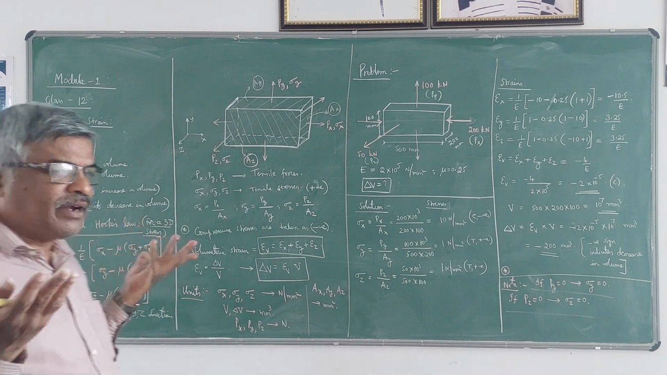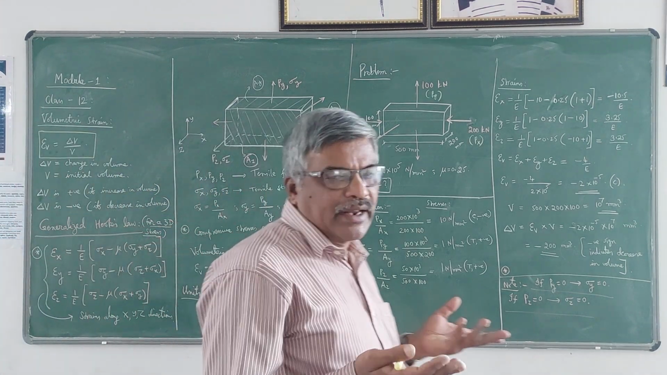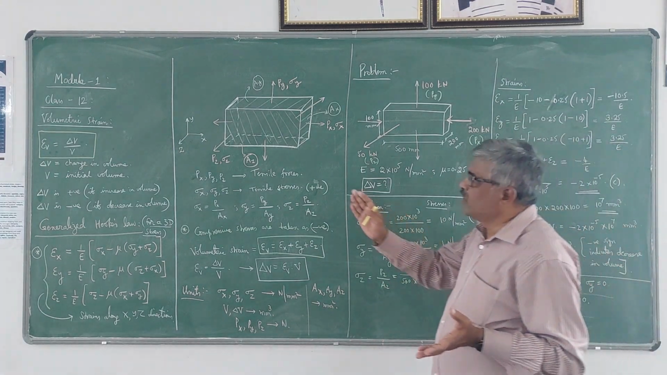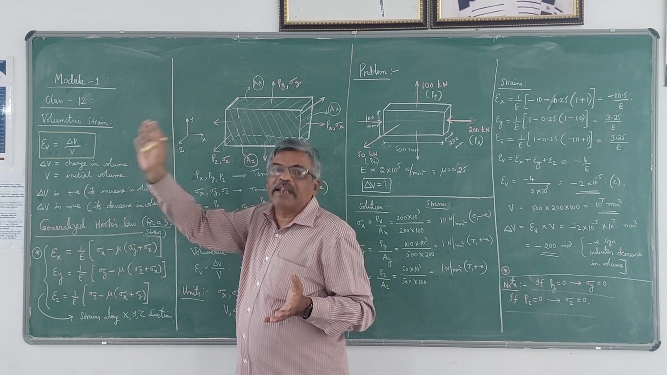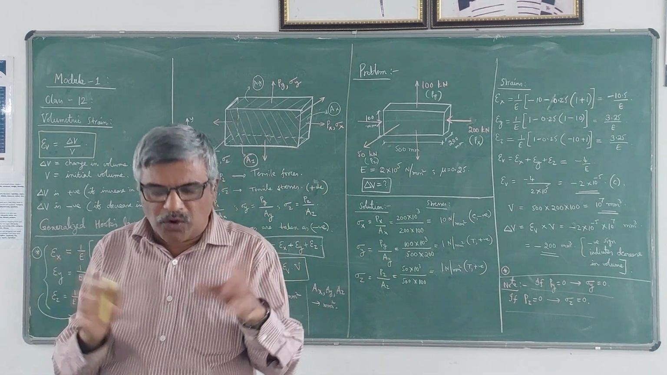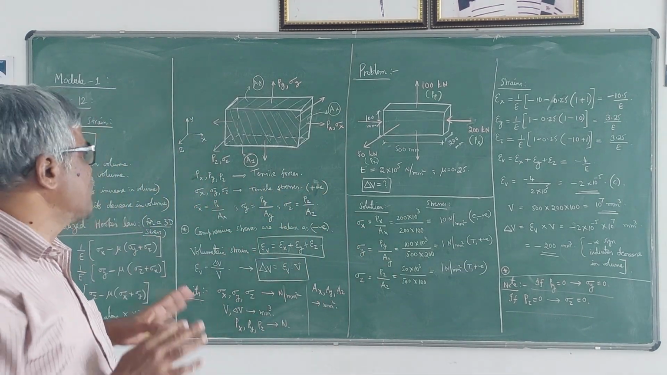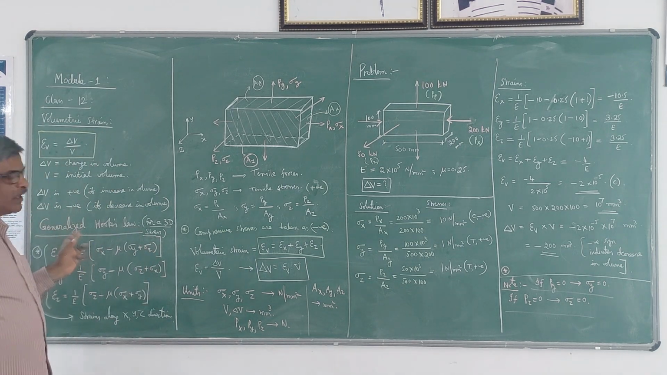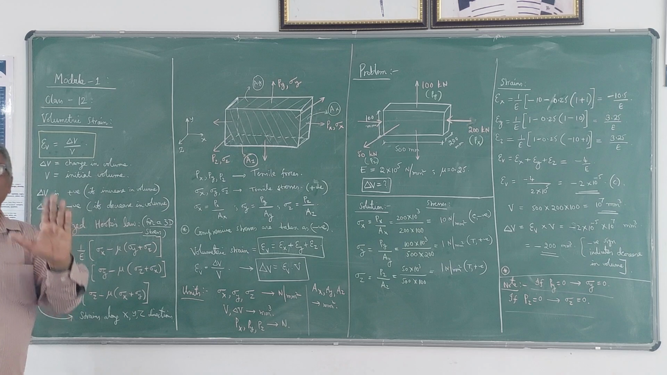So the forces may be tension or compression in x, y, z directions. So this volumetric strain gives the net effect of the forces on the specimen. Now this can be found out by using one important law called generalized Hooke's law.